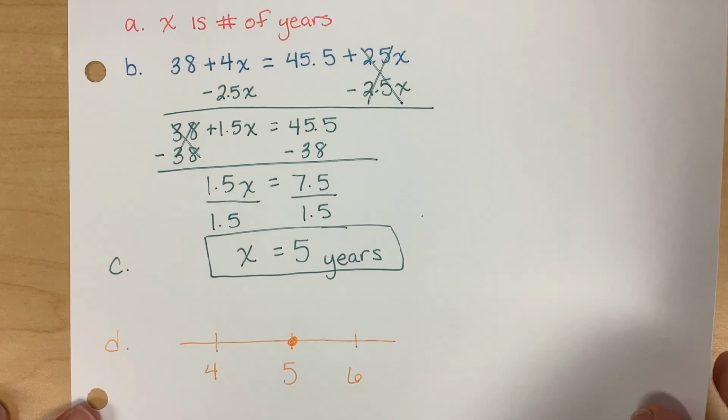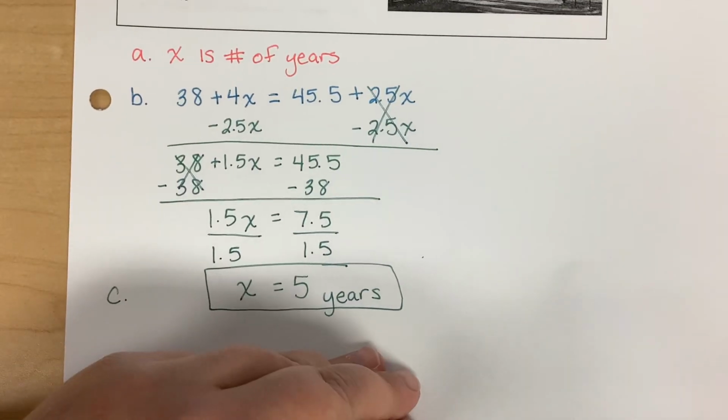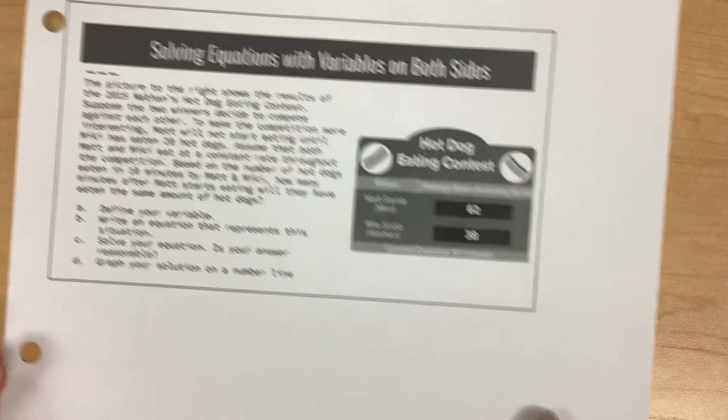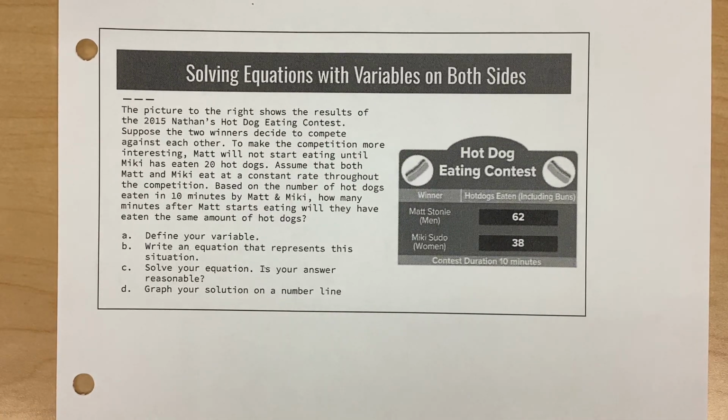All right, one last problem to try. If I can get the papers to separate. All right, the picture to the right shows the results of the 2015 Nathan's Hot Dog Eating Contest. Suppose the two winners decide to compete against each other. To make the competition more interesting, Matt will not start eating until Mickey has eaten 20 hot dogs. Assume that both Matt and Mickey eat at a constant rate throughout the competition. Based on the number of hot dogs eaten in 10 minutes by Matt and Mickey, how many minutes after Matt starts eating will they have eaten the same amount of hot dogs?